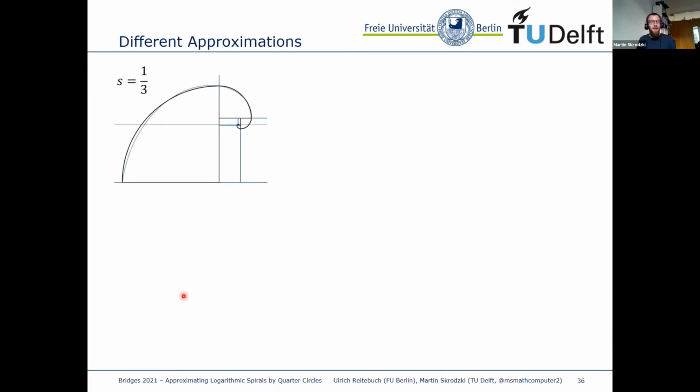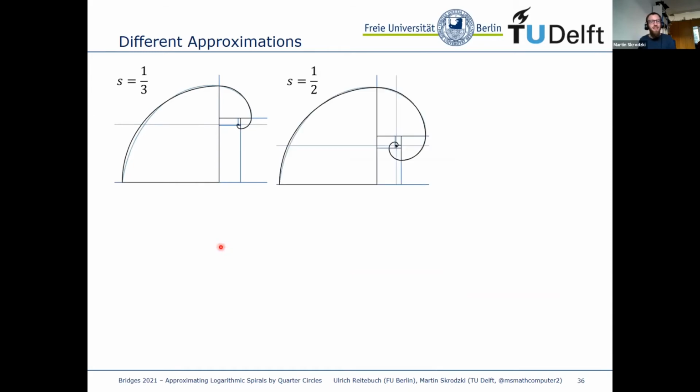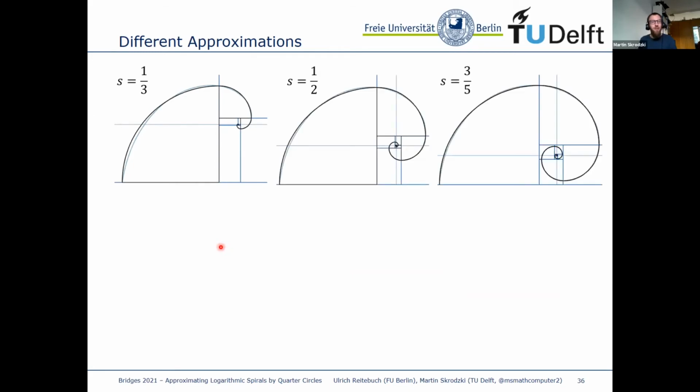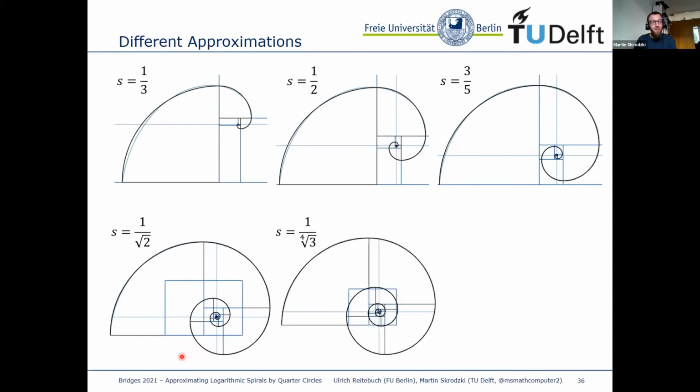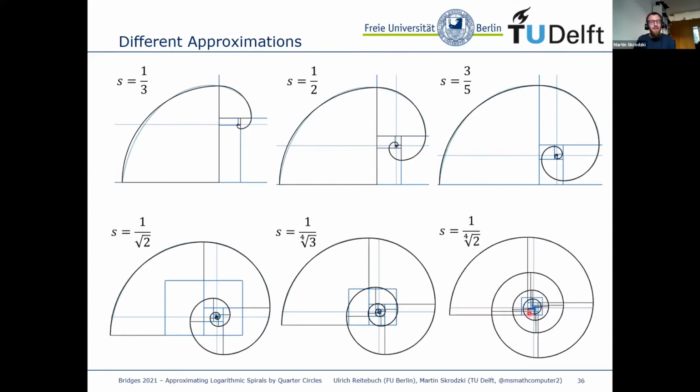So here, I'm always giving you the slope of this diagonal, or well, the S value, because the diagonal has negative S value. So here's S equals 1/3, here's S equals 1/2, S equals 3/5, 1 over square root of two, and you see how this is getting smaller and smaller, or the winding starts to roll up around this culmination point. So here's 1/4 square root of 3 and 1/4 square root of 2.